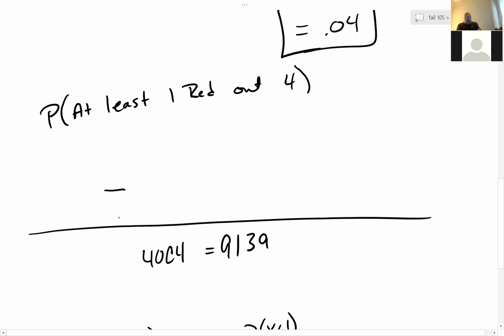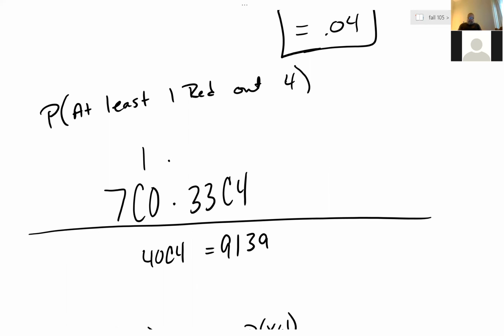So of the 7 reds, I'm going to find the probability I get none of them. And then the other 33, I'm going to choose 4 of. Well, of course, this is 1. I don't know what this other answer is. I'll go find it and write it down. Bear with me. I'll go do it on the computer here real quick.